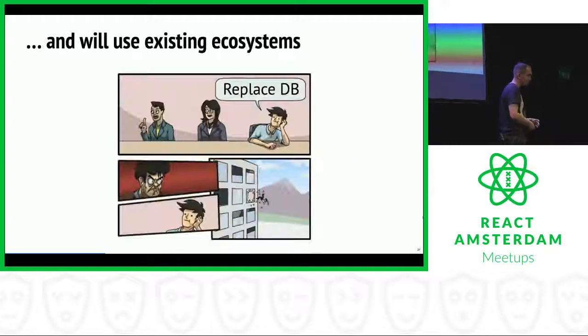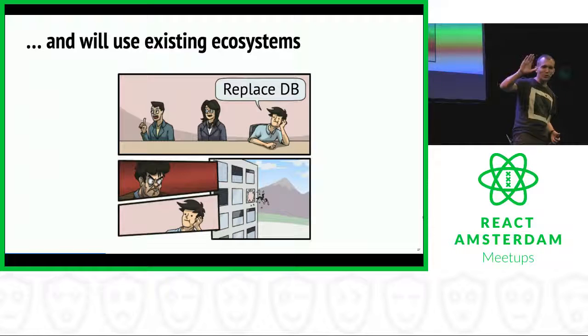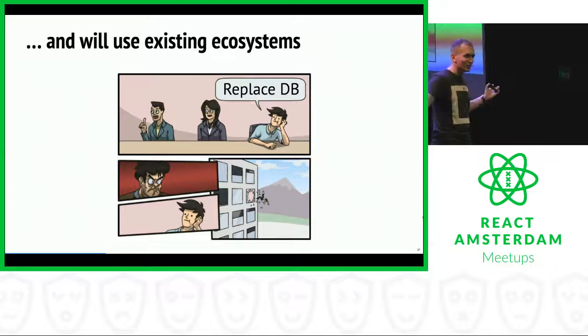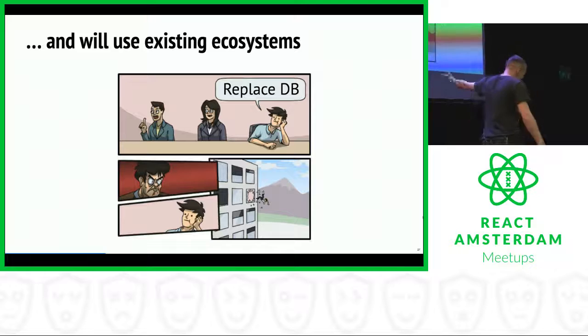And with the existing ecosystem, because if you go to your DevOps team and tell them, guys, we have a great idea, but we need to replace the database from PostgreSQL to some 0.03 database version, they will kill you.